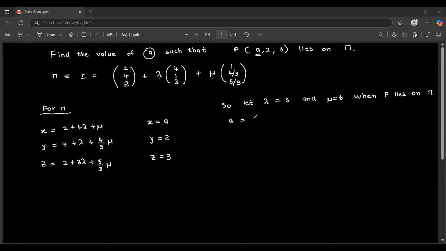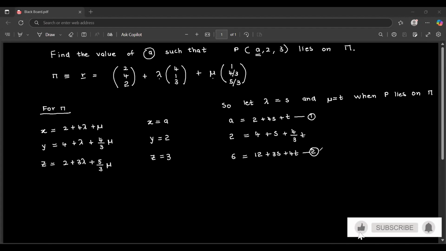So now we can rewrite the system of equations. A equals 2 plus 4 lambda plus mu. That is the first equation. And 2 will be equal to, you can't say lambda here, you have to say s and t, 4 plus s plus 4 over 3 t. I'll multiply by 3, so that will give me 6 equals 12 plus 3s plus 4t. So that's the second equation.